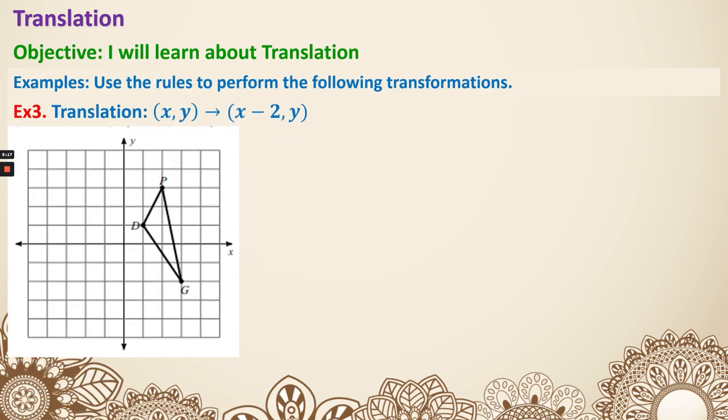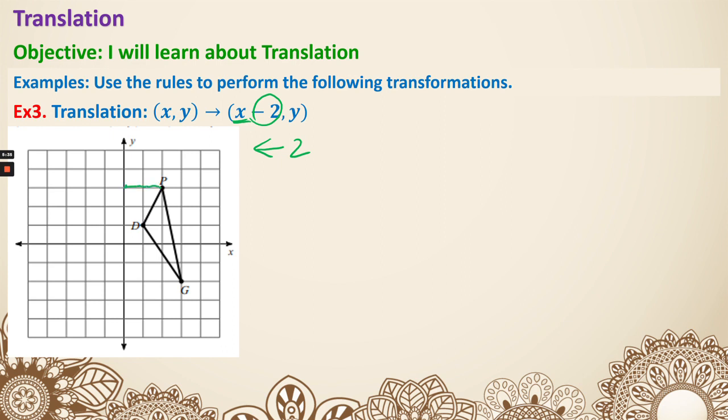So first, x minus 2. That just means it's on the x, so that's going to be to the left by 2, because negative, again, is to the left for horizontal. And the y didn't change, so we don't need to do anything vertically. So every single point just moves to the left by 2.